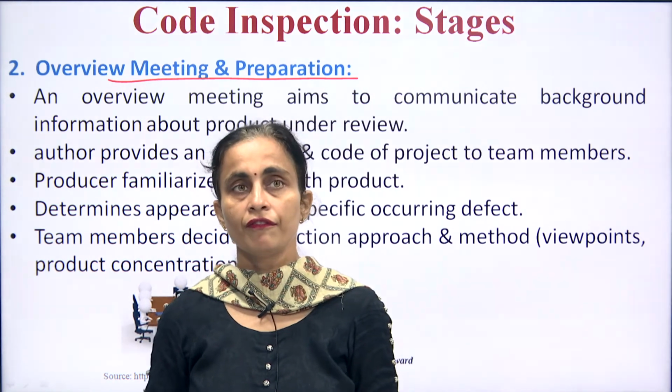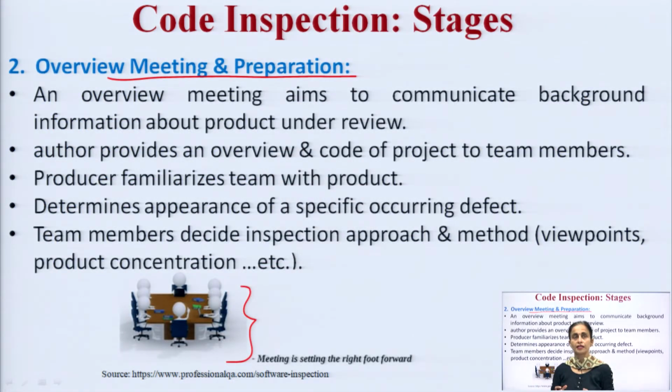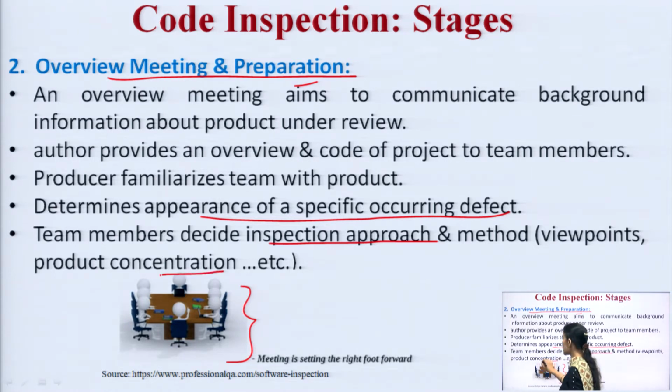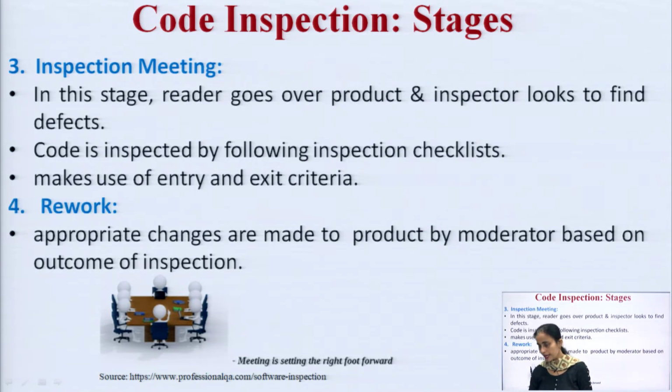Here the author will provide the information, that is just an overview and code of the product, to the team members present here, and the producer will give a familiarization about the product. Then it determines the appearance of a specific occurring defect, and the team members will decide which inspection approach or method to be followed, such as viewpoints, product concentration, etc., so as to find the faults during the code inspection.